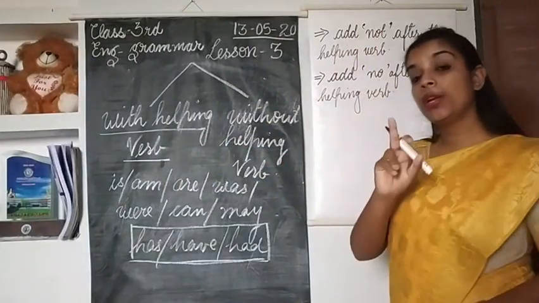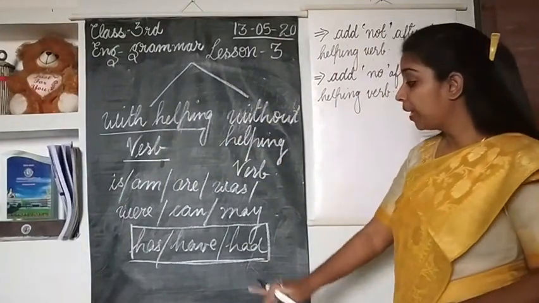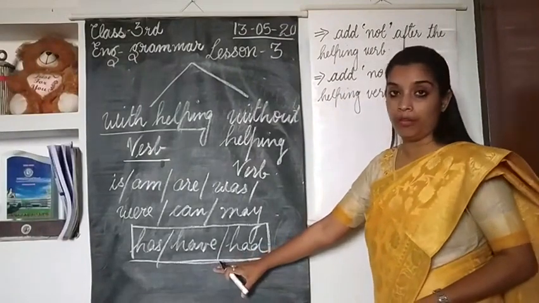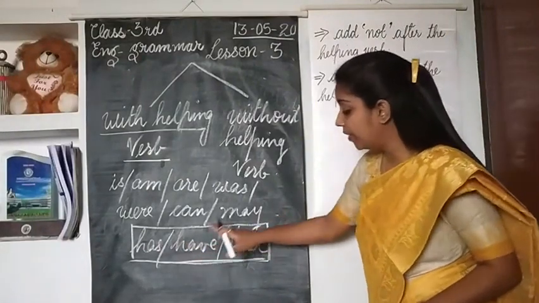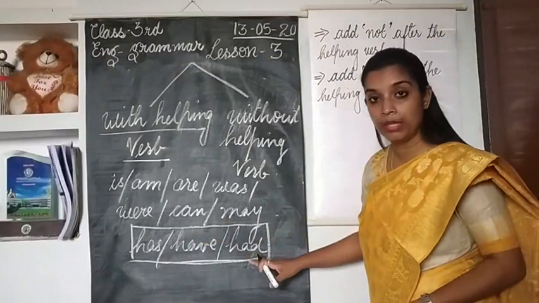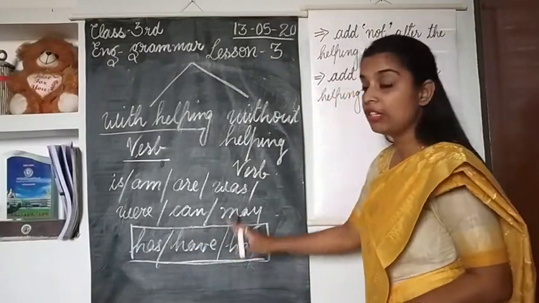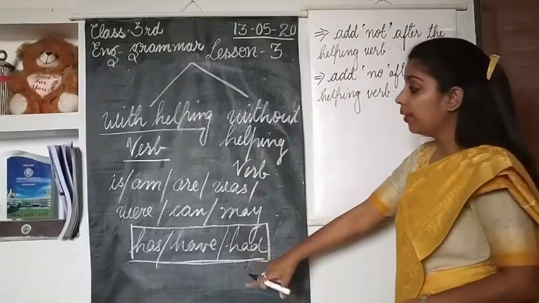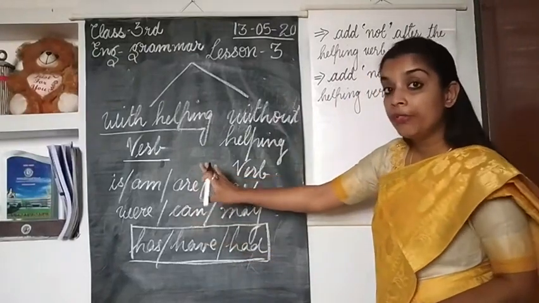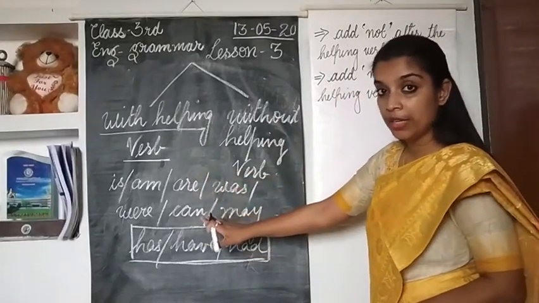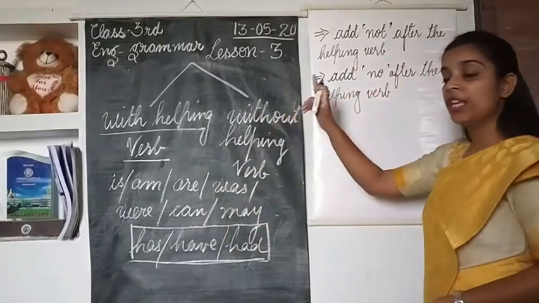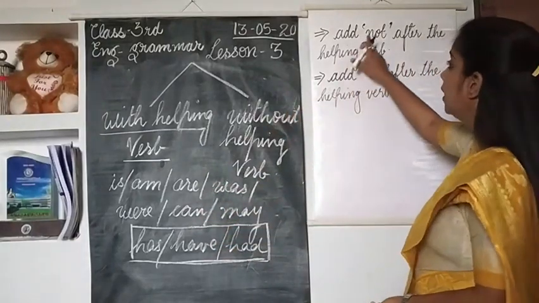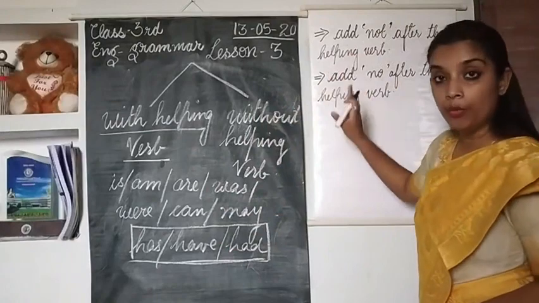There are 24 auxiliary verbs, excluding these 3 auxiliary verbs: has, have and had. If these 3 auxiliary verbs are there, you can change it into negative by adding no. Why? Because they show possession. And for the rest of the 21 auxiliary verbs, if present in a sentence, you can simply change it into a negative sentence by adding not after the helping verb.